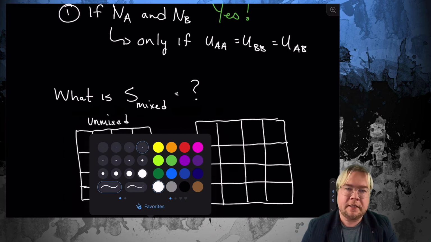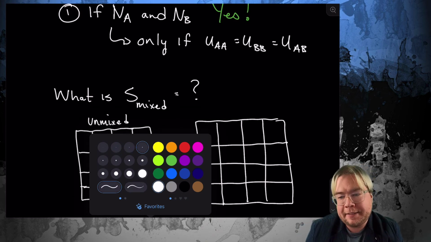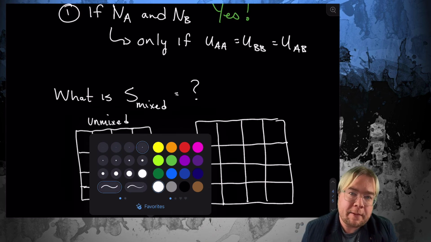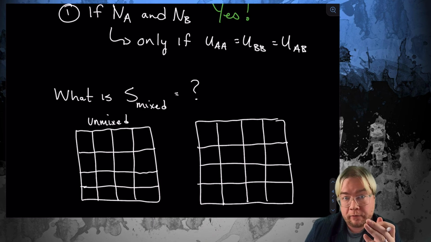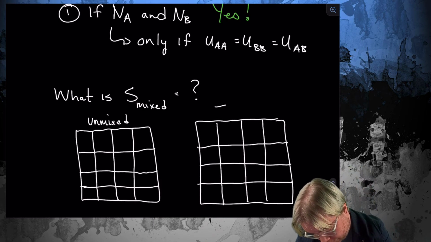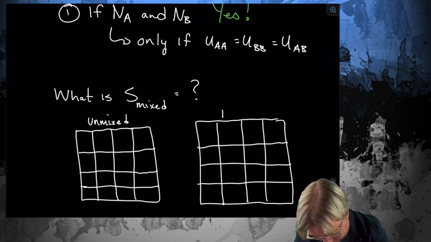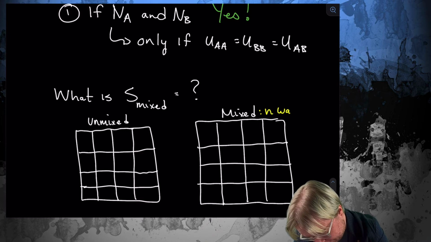I'm going to ask you the question that I have already asked and answered, and that is, how many ways can I place one particle in the mixed state? N, right? So there are N ways. Let me write mixed. And I'll also say N ways per particle.